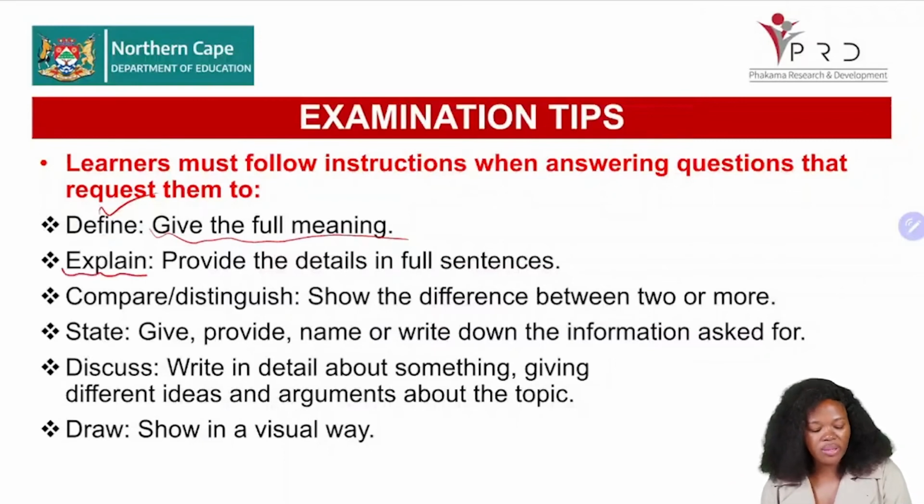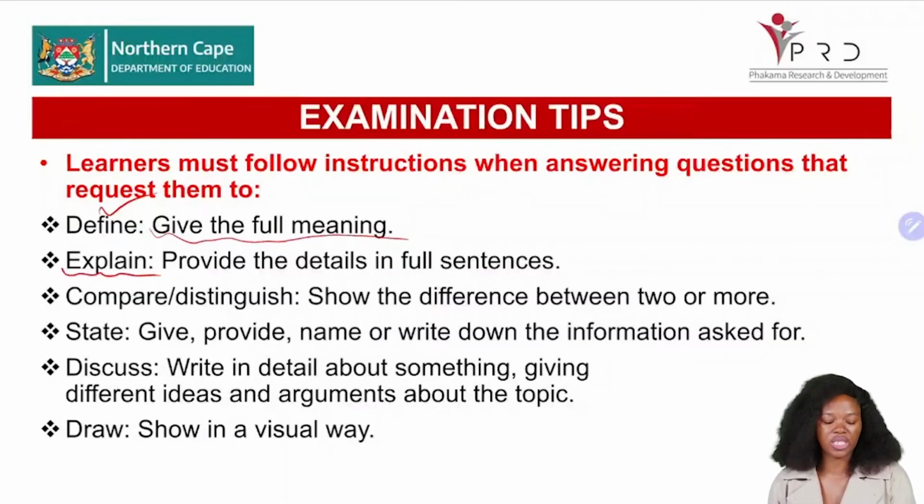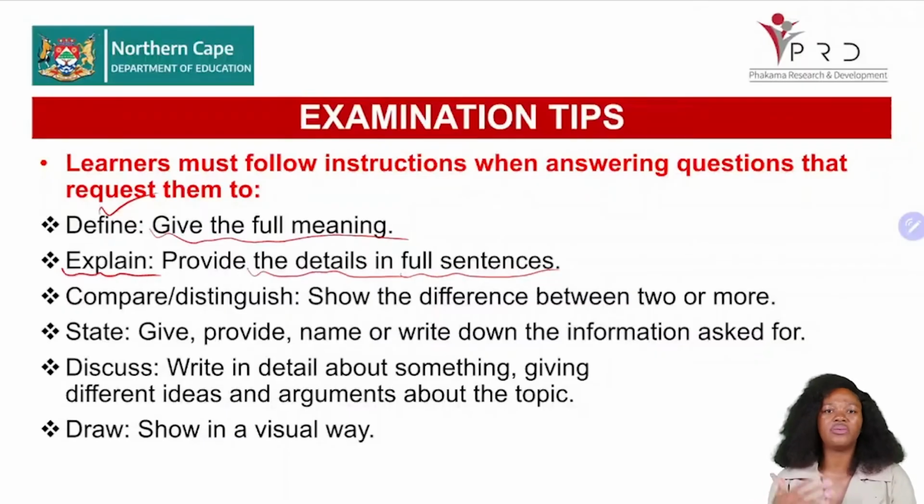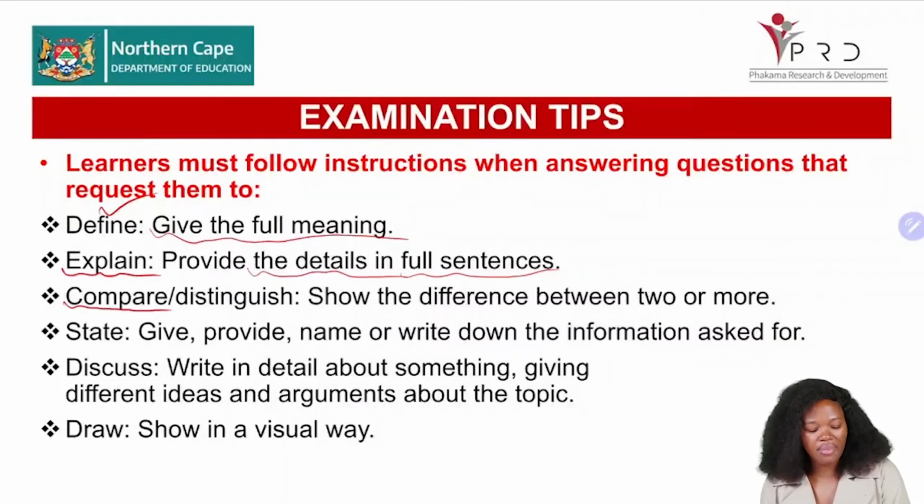Secondly, a question that asks you to explain. When explaining, you must provide details in full sentences. For instance, if there is a question asking you to explain for 2 marks, you provide a single sentence, but in that sentence you must mention 2 important things about that particular term, concept or topic, right?